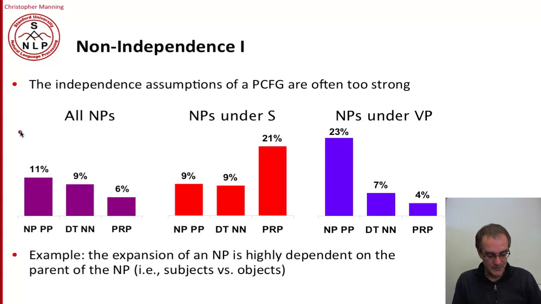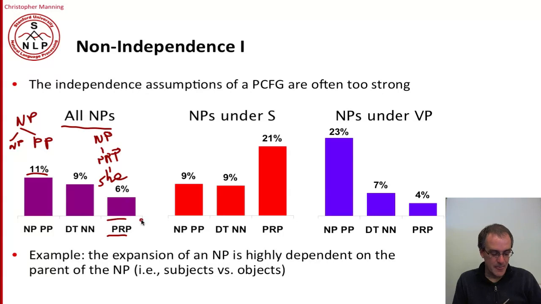Here's one example. If we just ask, what are the chances of expanding a noun phrase overall? Well, the chance of a noun phrase expanding as a noun phrase, prepositional phrase in the Penn Treebank is about 11%. And the chances of it expanding as a pronoun, so this is something like a noun phrase goes to the pronoun she, that's 6%. And these are just the overall statistics. But let's suppose we now ask about particular categories. Suppose we know that this is a noun phrase under an S, so that's the subject noun phrase of a sentence. Then we find out the statistics are enormously different.